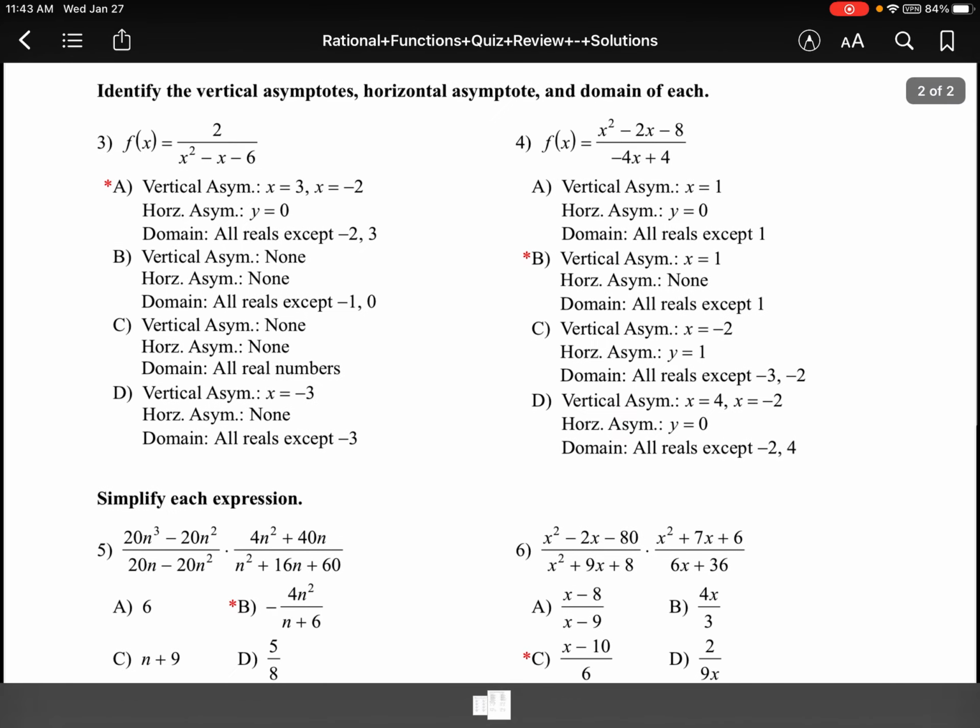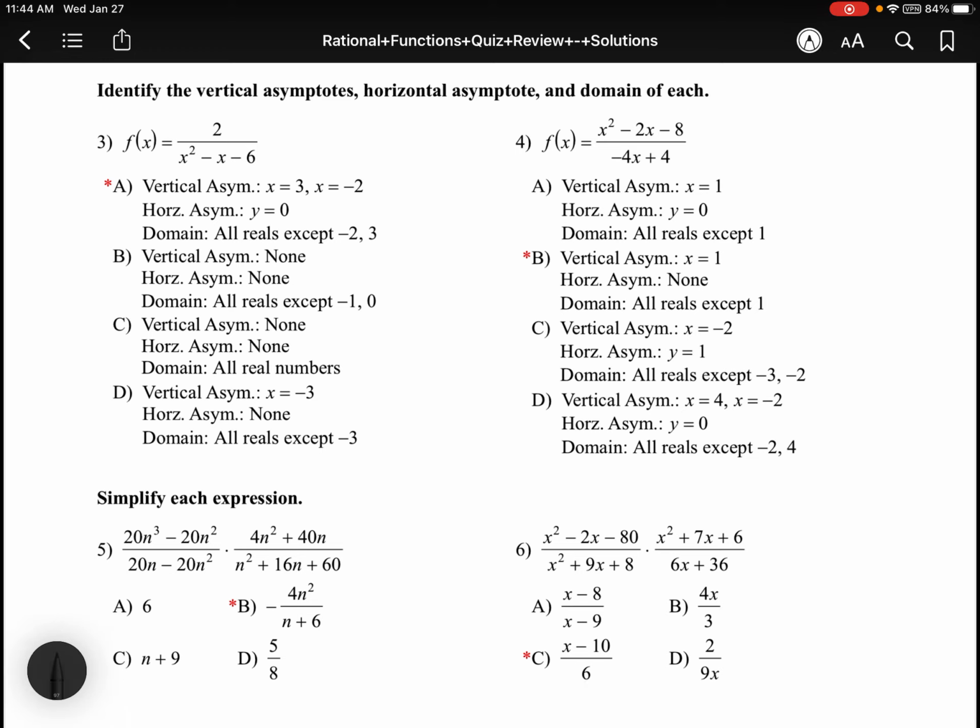All right, so now let's move on to number 3 and 4. Number 3 and 4 are the same examples as 1 and 2, except we don't have to graph. So again, we're going to follow the same steps. We're going to set our denominators equal to 0 to find the vertical asymptote.